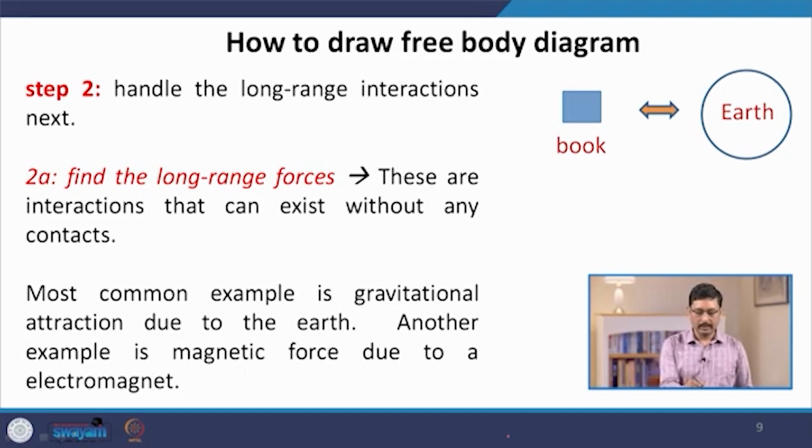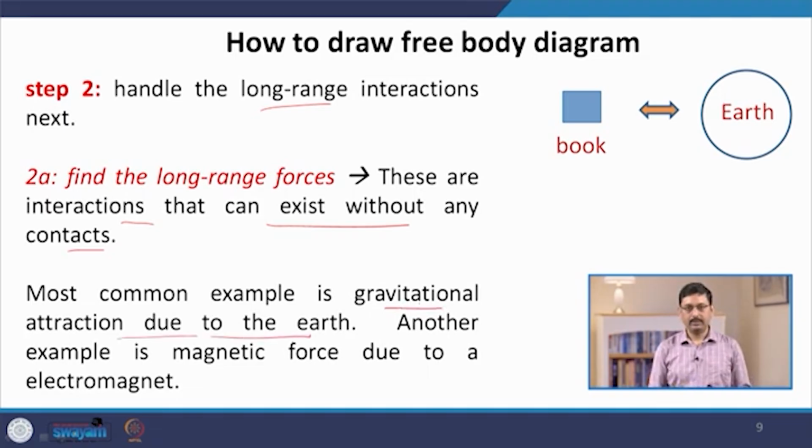So, what do I mean by long range interaction? Simply speaking, these are interactions that can exist without contact. How is it possible? Take for example the gravitational attraction due to the earth. The center of the earth is pulling this book with a certain force which is called the weight of the book. And here you note the book does not have to be in contact with the earth.